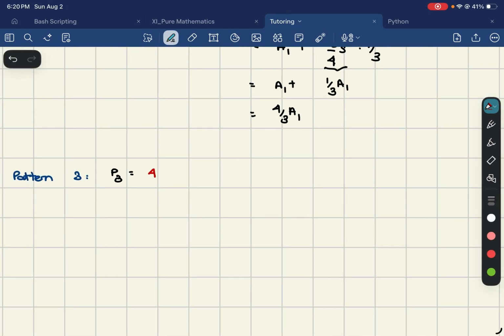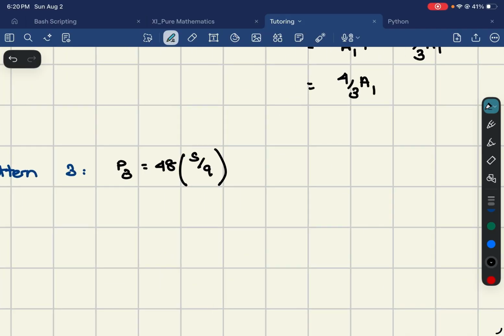So we have 48. So this P is going to be 48 times each side has a side length of S over 9, right?